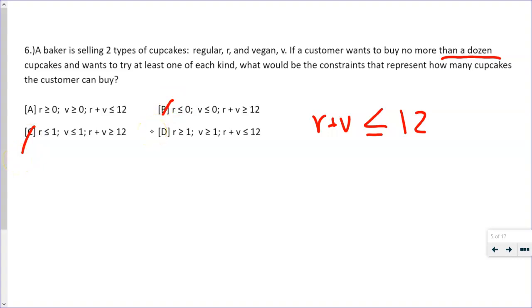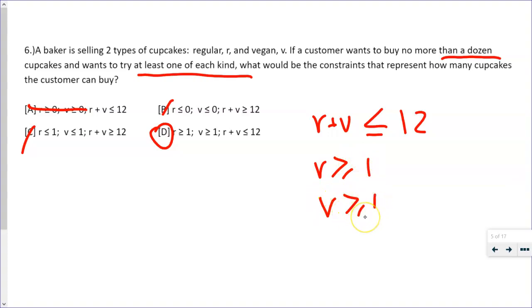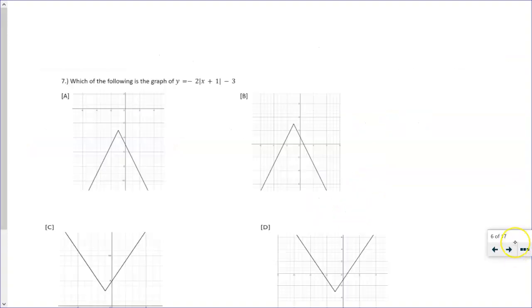All right. Now, the other 2 answers, A and D, very easy, because a baker is selling 2 types of cupcakes. And if a customer wants to buy no more than a dozen cupcakes and wants to try at least one kind each, so it cannot be 0. They want to try at least one kind each. So that means regular, they want to try at least one or more, and the vegan, they want to try at least one or more. So the correct answer is D.